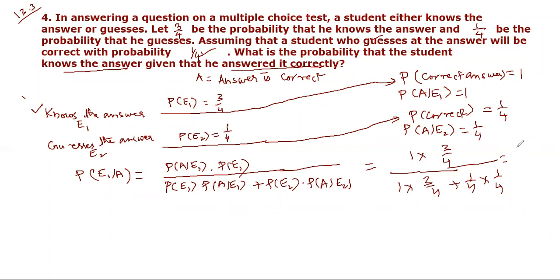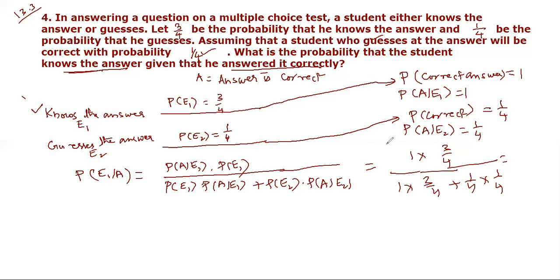The student is guessing the answer, right? So it should be A given E2, into P of E2. But the question is to find the probability that he knows the answer and he answered it correctly. He answered it correctly and he knows the answer, from E1. We have to find E1 given A.